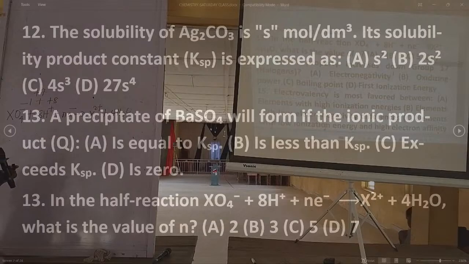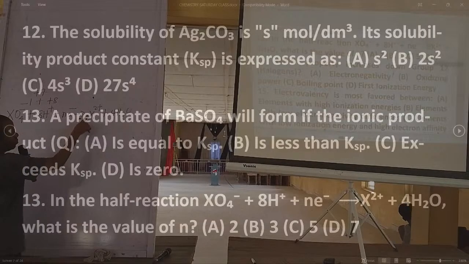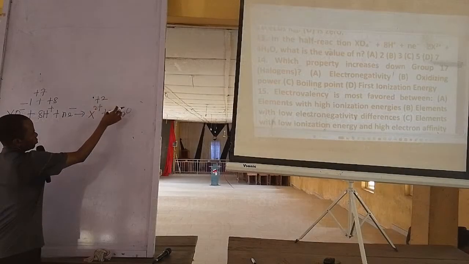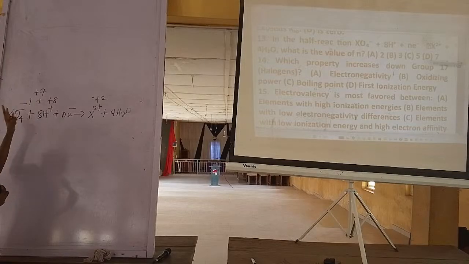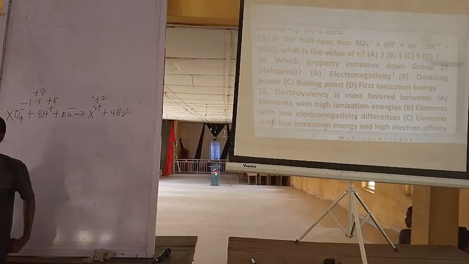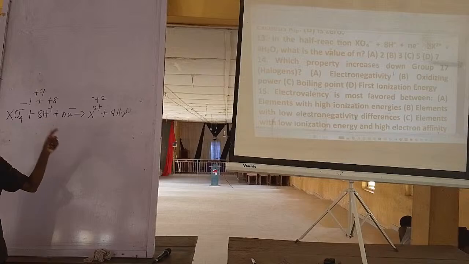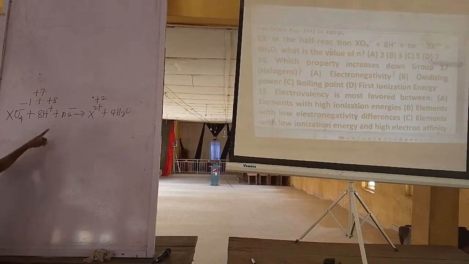Let's come to the right hand side. This one is 1 times plus 2, this is plus 2. This one doesn't have any charge. But remember, when we are balancing our equation, we have to balance the charge as well. So there is plus 7 on the left hand side, and plus 2 on the right hand side. The question is asking us what will be the value of the electron here.